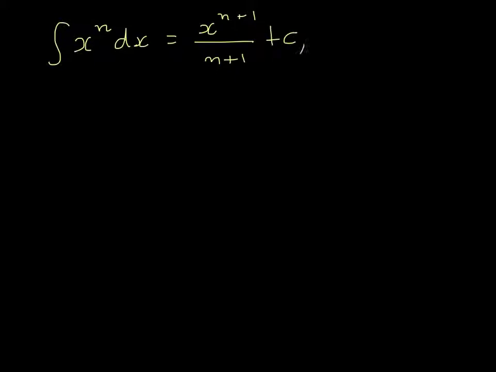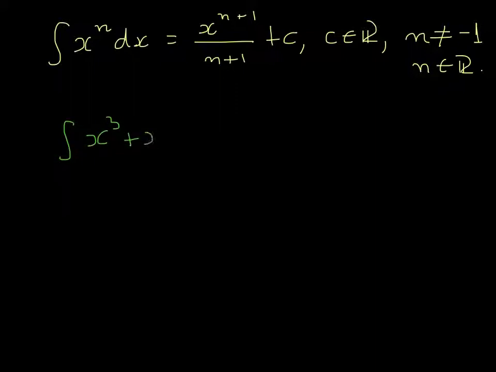So until we get used to the operator of integration, we are going to use just this formula. I write it again. Integral x to the power of n dx is x to the power of n plus 1 over n plus 1 plus c, with c being any real number and n being any real number, n is not minus 1. Okay. Now, what happens when I integrate the sum of two functions? For example, I can have integral x cubed plus x to the power of 4 dx.